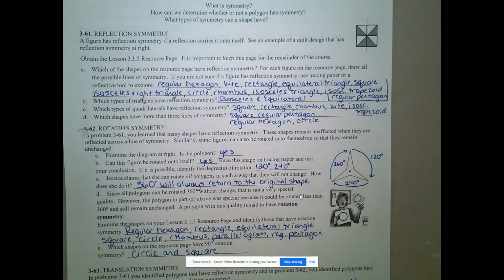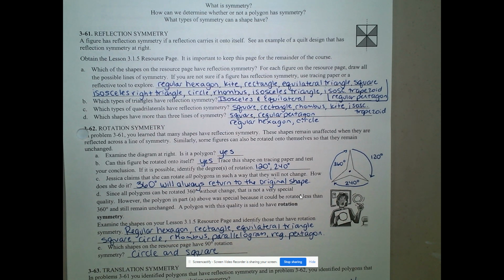Obtain lesson 3.1.5 resource page. You all have resource pages 3.1.5. There's two of them. They're all filled in. So if you could pull that one out and see that at the same time as this, that would help. It's important to keep this page for the remainder of the course. We already put in all of the lines of reflection and things on those pages, so that you wouldn't have to do that because it was just going to be extra time.